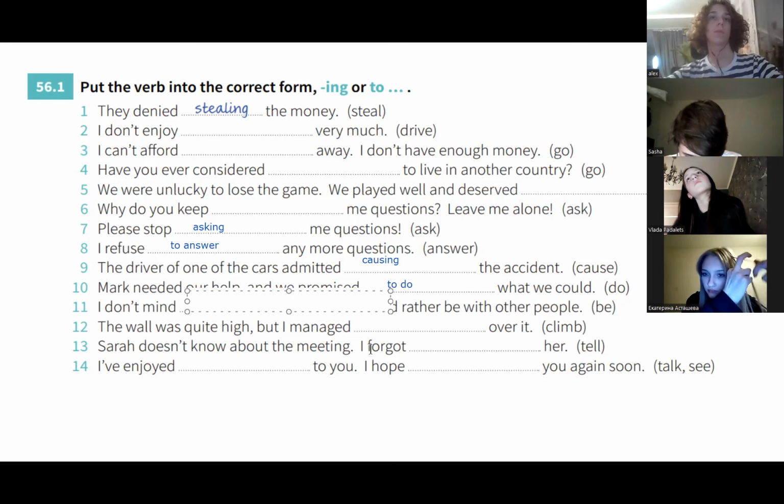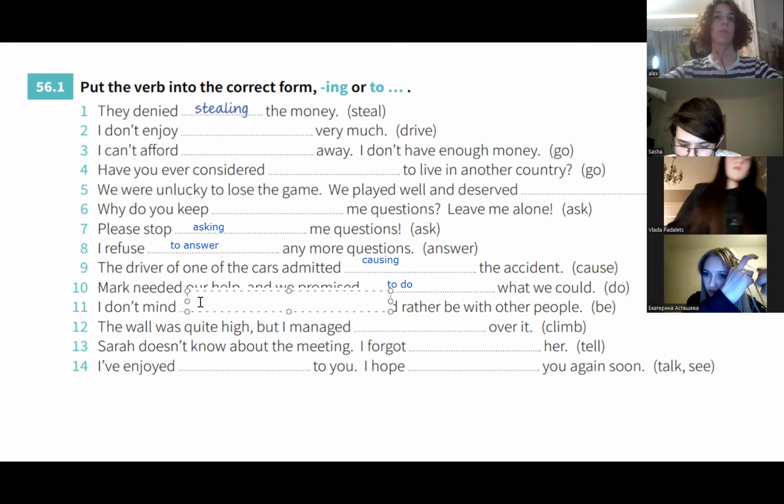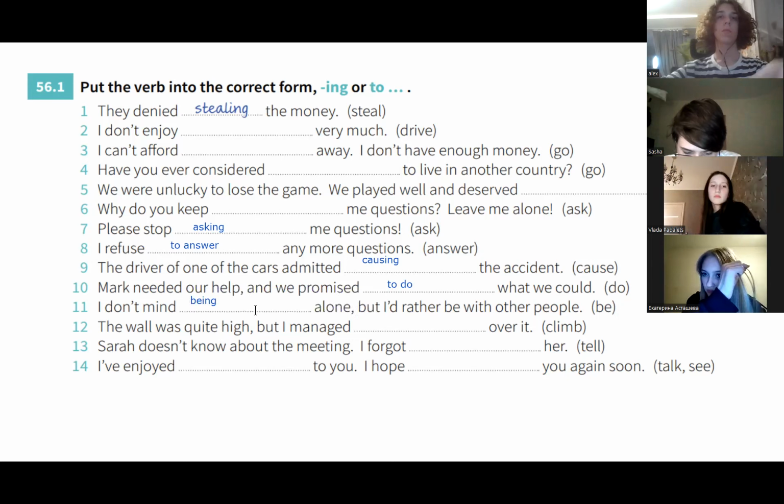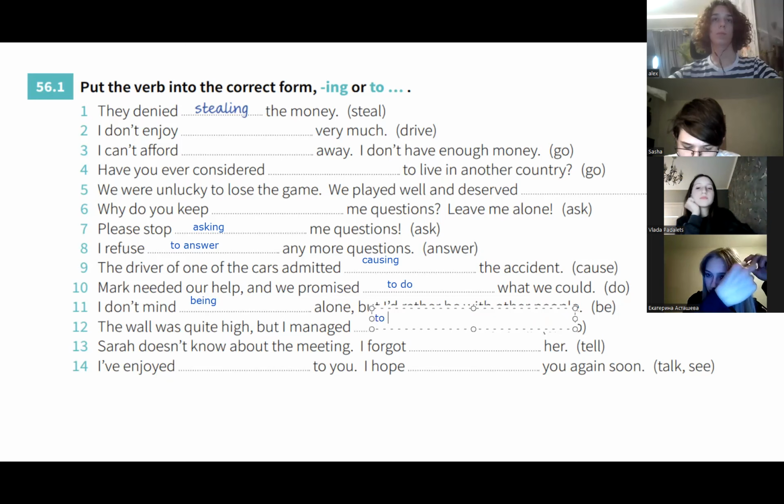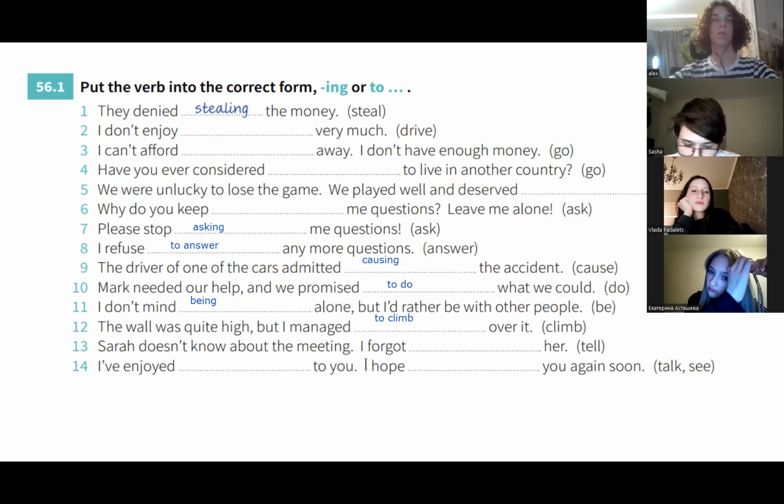In your Telegram, in the box, there is after enjoy, mind, and suggest we use the ing form. Do you mind doing something? I don't mind being alone. That's the correct way to say it. All right, the wall was quite high, but I managed to climb over it. Managed to climb. That's correct. Correct. I managed to climb. Vanya?